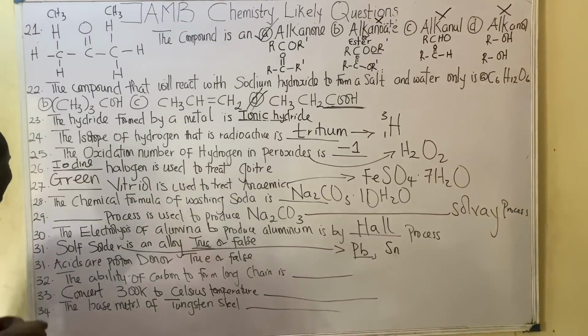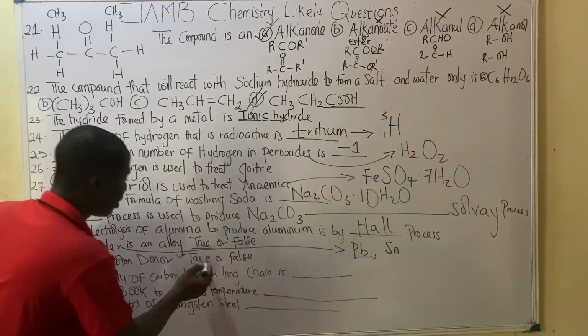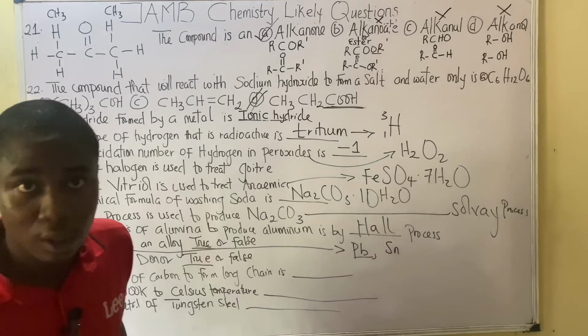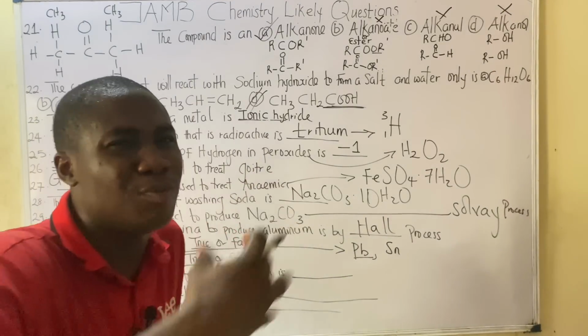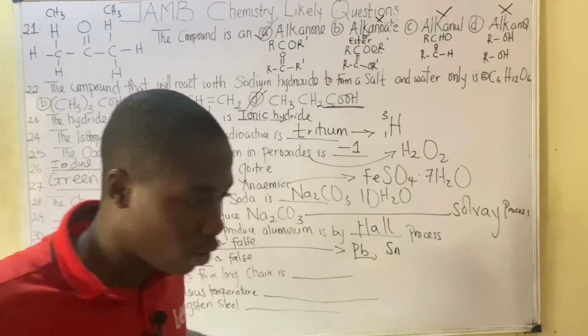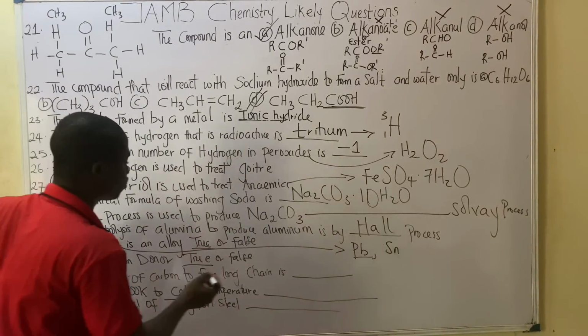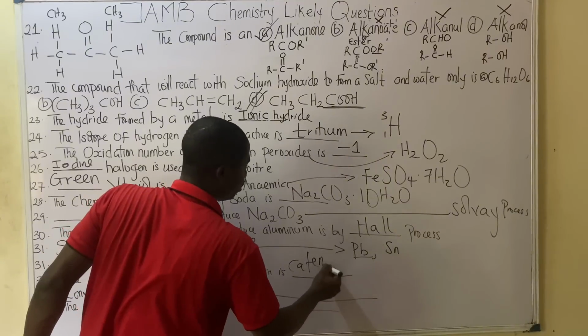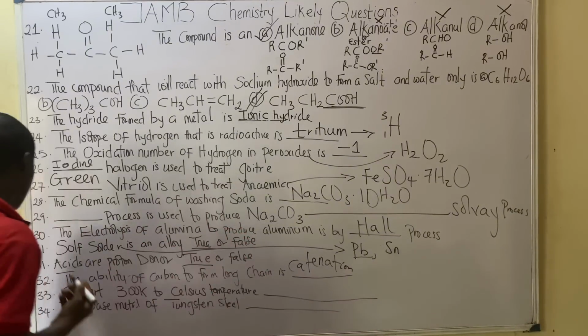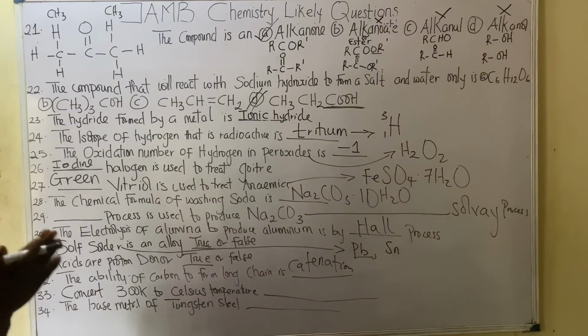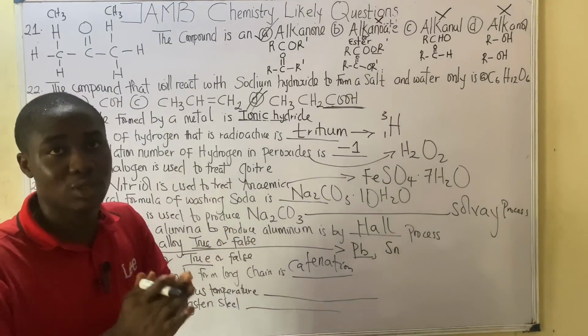31 says acids are proton donors. True, acids always donate proton. Okay, acids always they are proton rich, so they always donate that proton. Question number 32 says the ability of carbon to form long chain is called catenation. It's called what? Catenation.